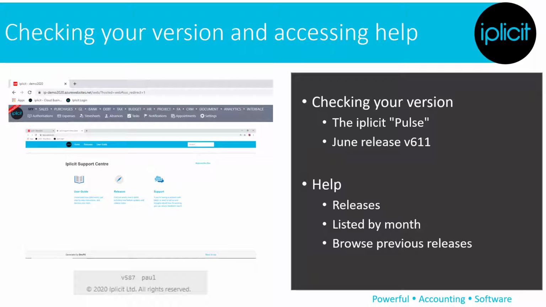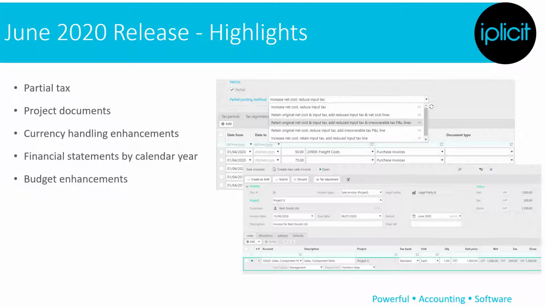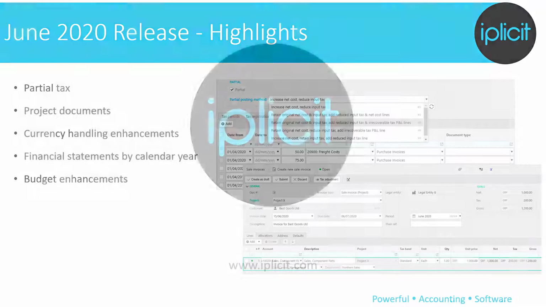To find the release notes for both the current and prior months, head to the iplicit Support Center. So let's take a look at the June 2020 highlights. This month, we can see the new partial tax features, the project document types, and the improvements to the way iplicit handles currencies. We're also going to take a look at the new financial statements inquiry, and then finally a few small budget enhancements.